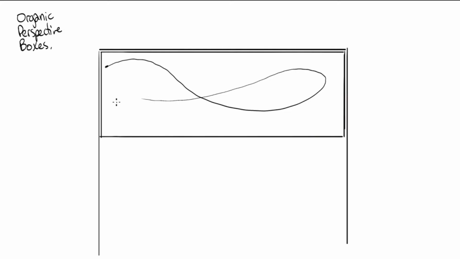The last exercise for this lesson is called the organic perspective boxes. It's similar to the rotated boxes, except you don't have neighboring forms, so you just kind of have to wing it and try and rotate boxes arbitrarily in 3D space. You start off by drawing a line that kind of flows through space. So you want to think about this point of the line is closer to the viewer, and then it kind of goes back and around until it's further away.